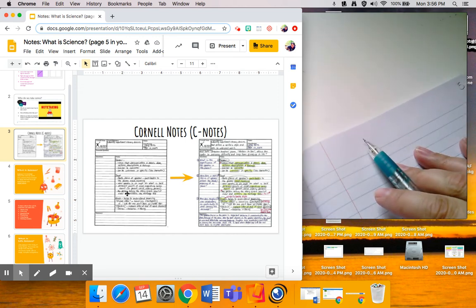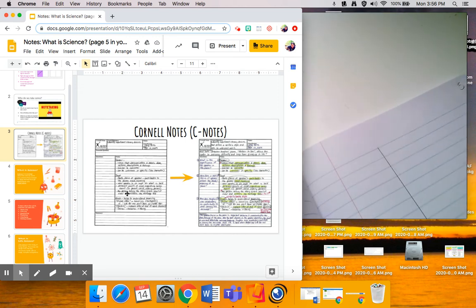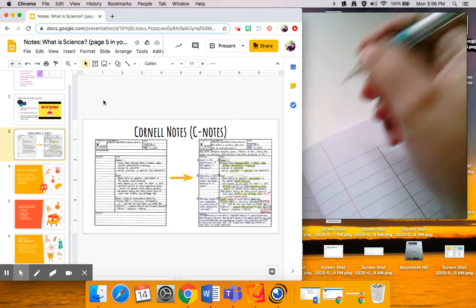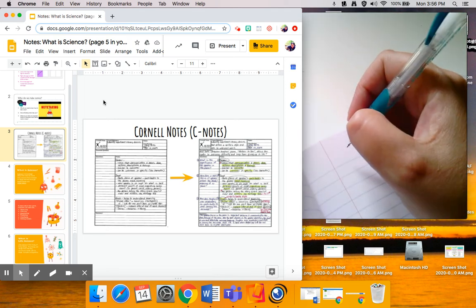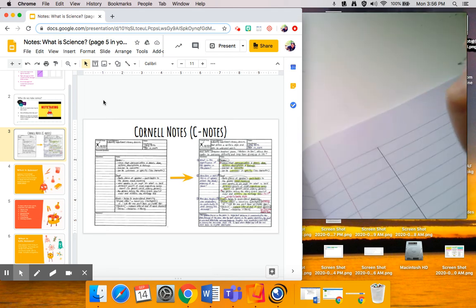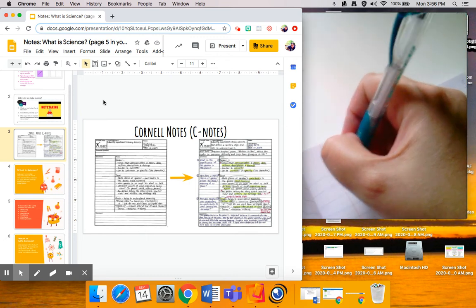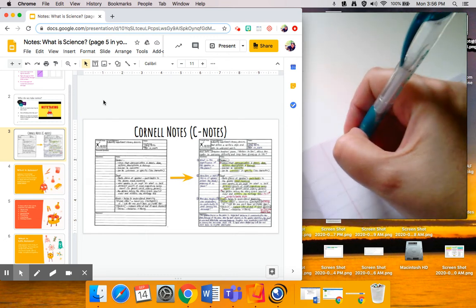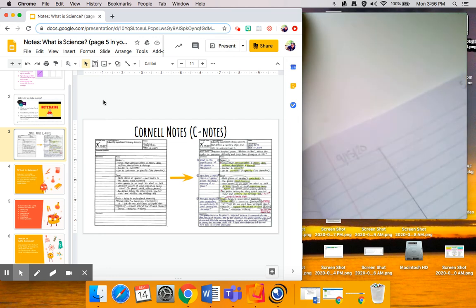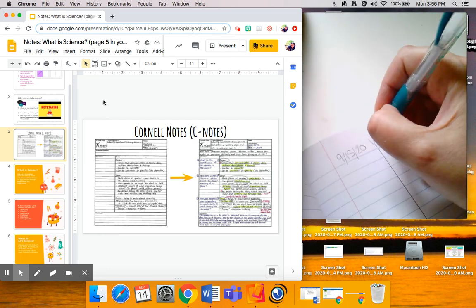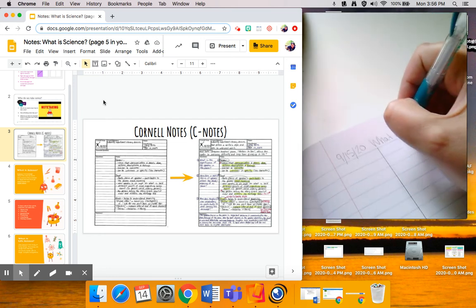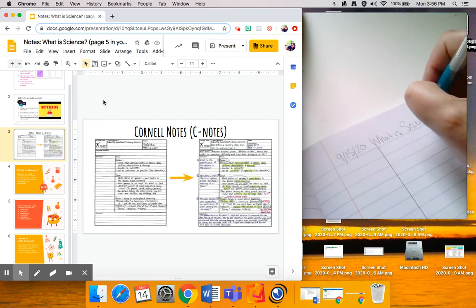All right, looking up at the top, I'm missing a few things. Most importantly, I need a title. And so if I look at our notes here, it says Notes, What is Science? Page 5 in your notebook, or your ISN, Interactive Science Notebook. So I'm going to put the date first. Everything we do in our notebooks needs to have the date on it. So 9-15-20. And the title of these notes today is What is Science?